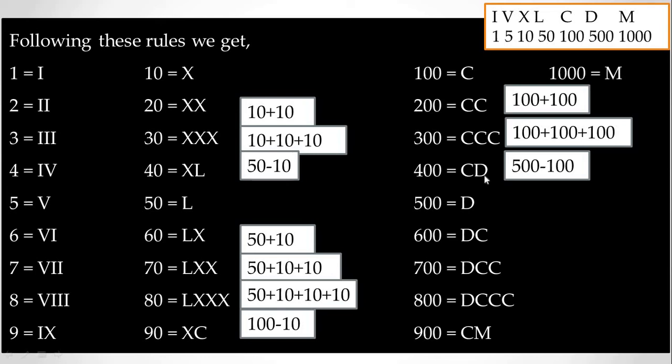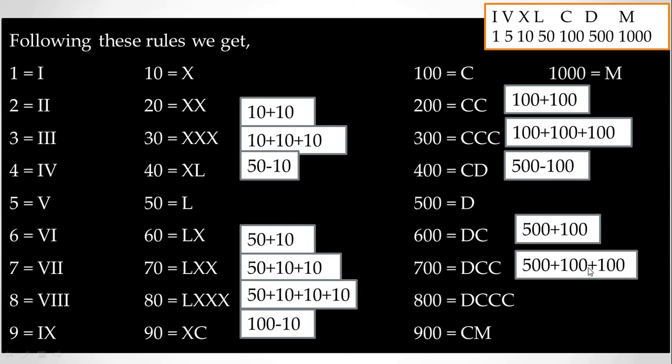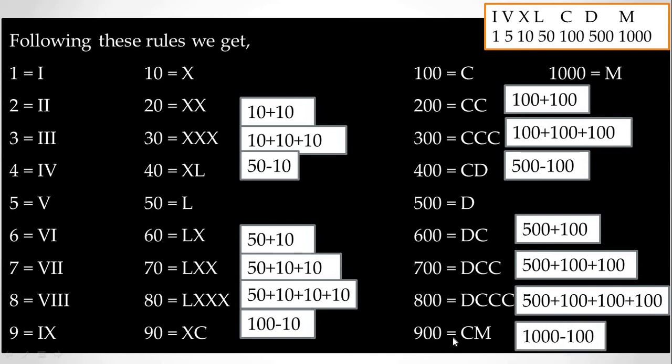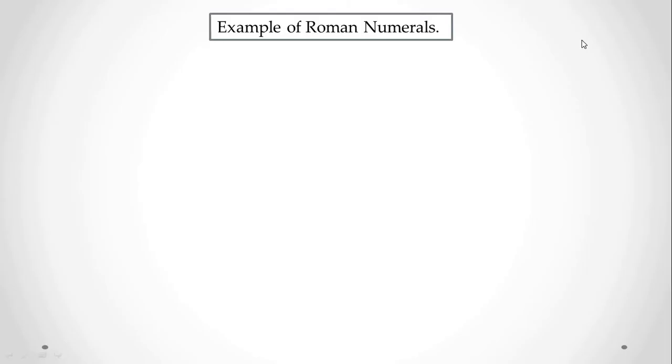500 minus 100 means, for 500 which number is there? D. So D you write first, and then for subtracting 100 you write on the left hand side C, because C is nothing but 100. 500 is nothing but D, and 600 is 500 plus 100. So D is for 500 plus 100 means C. DCC means 500 plus 100 plus 100. Then 3 times 100, so after D, 3 times C. 900 means 1000 minus 100. So 1000 means M. So 1000 minus 100 means you write C before it, because C is nothing but 100.